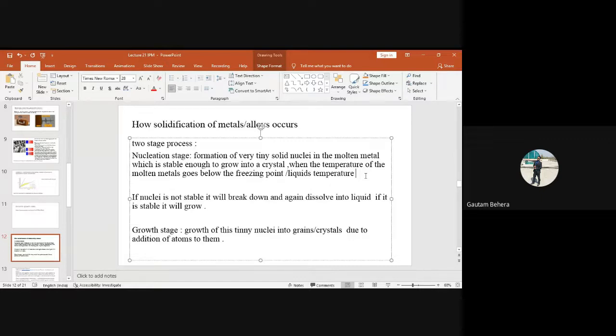Is it okay? Now there is this point I have already told you. If the nuclei is not stable, it will break down again and dissolve into the liquid. But if it is stable, it will grow. So the stability, the growth criterion of the nuclei, is what? It should be of bigger size. It should be above the critical size of the nucleus, which we'll discuss in the coming lecture. Growth stage means the growth of this tiny nuclei into grain or crystal due to addition of atoms to them. Fine.